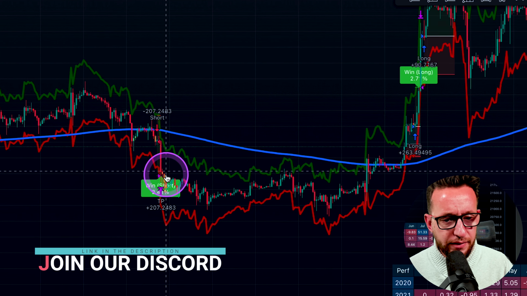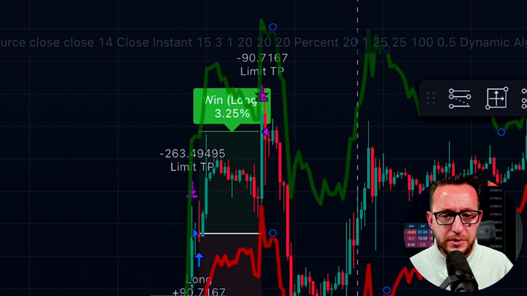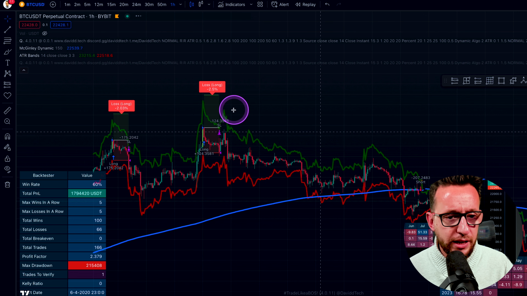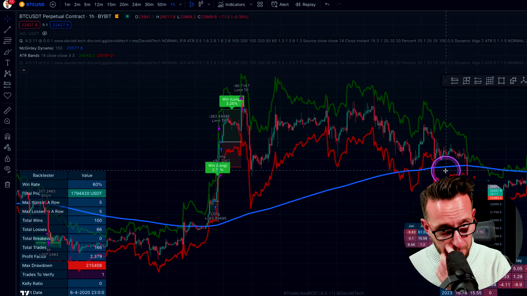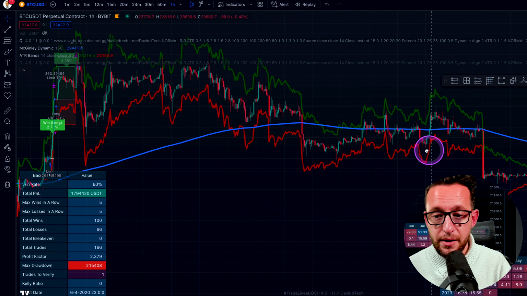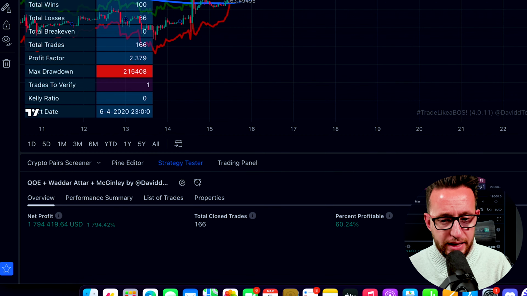So as you can see, the strategy has entered quite a few times here. 3.5% win, 2.7% win. We had a couple of losses here in longs. So yeah, it seems quite good. It probably could be developed on and made a little bit better with some more entries. Let's have a look at some of these backtesting results over here and the equity curve.